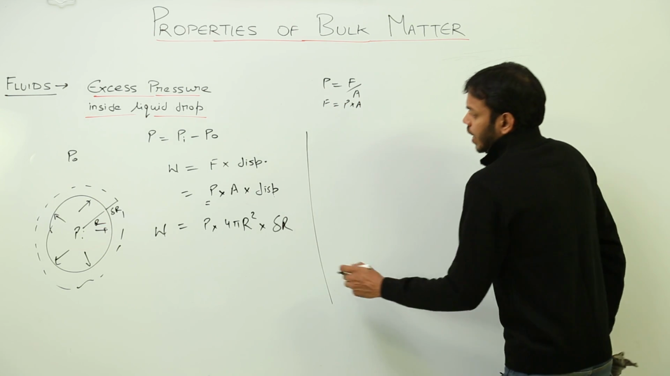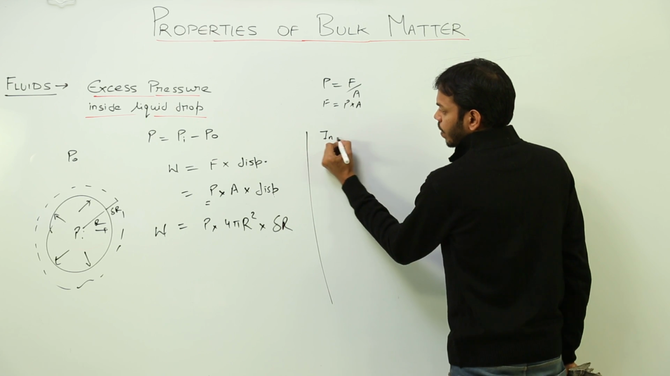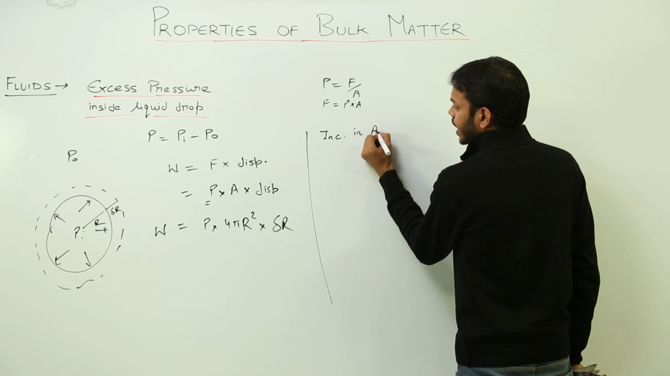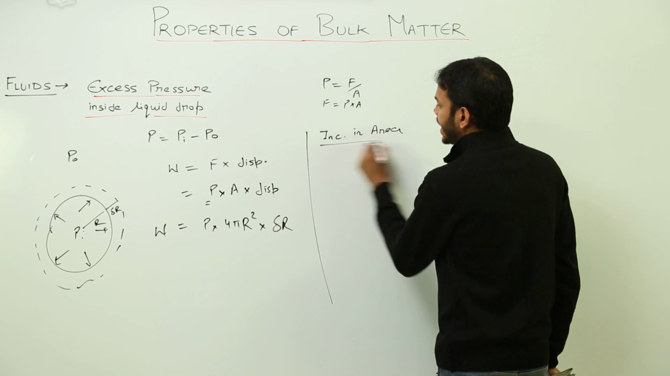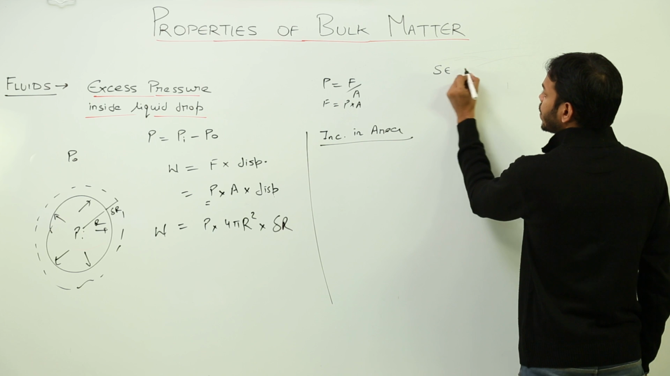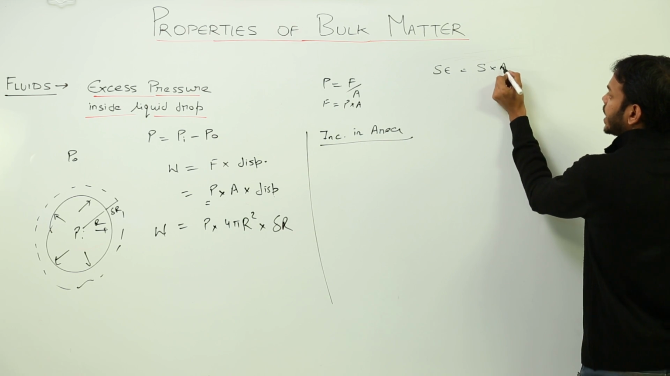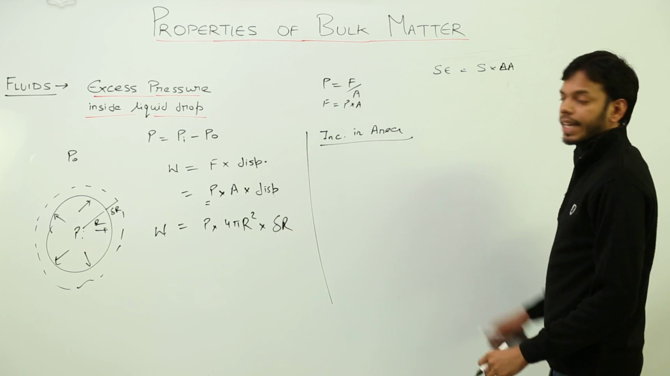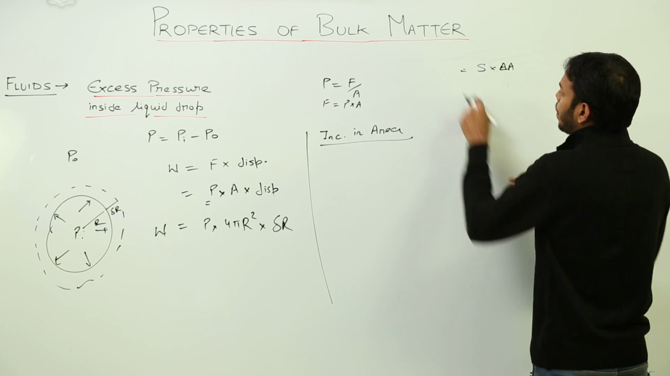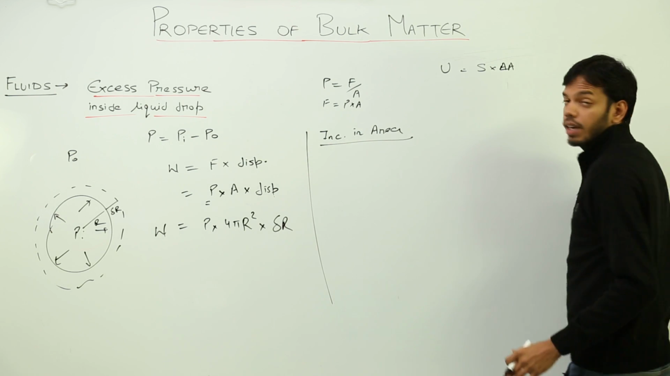Now let's find the increase in surface area. Why are we finding the increase in area? Because we have just found the relation of surface energy. What was surface energy? It was surface tension into delta A, or increase in area, and this was stored as potential energy. Surface energy is the potential energy in the film.